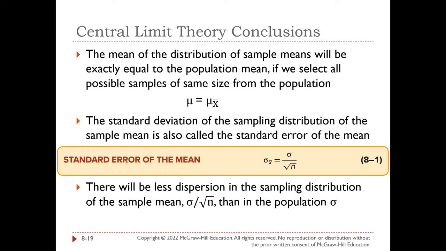If the population standard deviation is sigma, the standard deviation of the distribution of sample means is sigma divided by the square root of n. Note that when the sample size is increased, the standard error of the mean decreases. Okay.